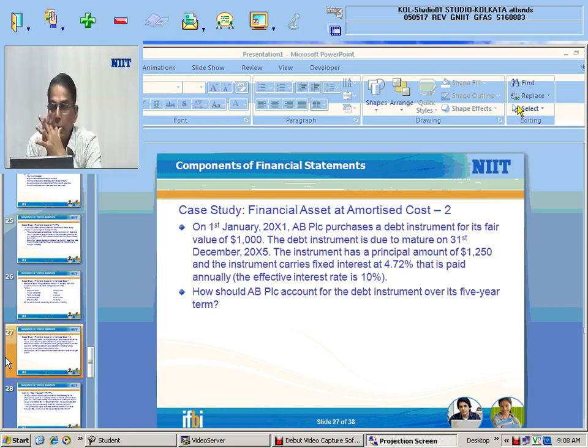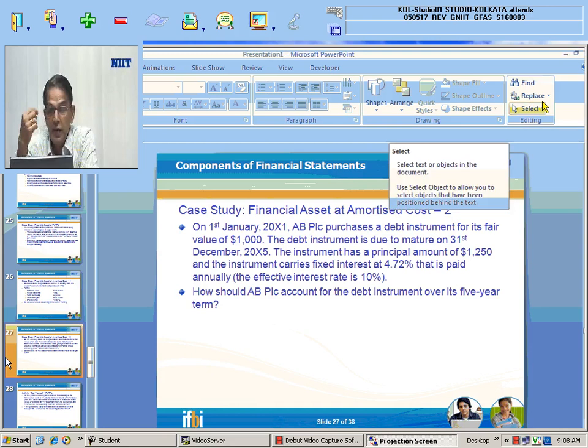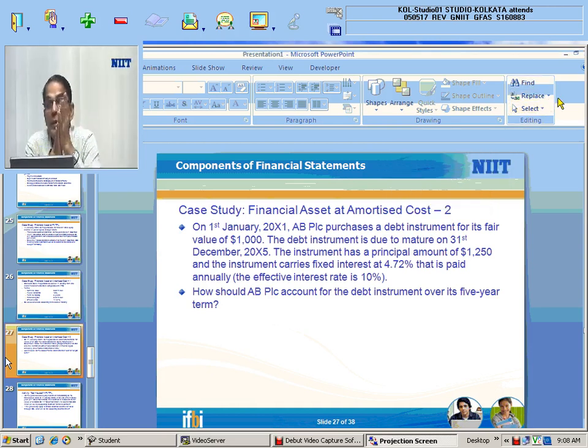So how should REV account for the debt instrument over the 5-year period? How should the debt instrument be remeasured subsequently? Initial measurement will be at the fair value of 1,000. But subsequently, how is it going to be measured at the end of each financial year, 20X1, 20X2, 20X3, 20X4 and 20X5? Subsequent measurements have to be made based on amortized cost, and the difference between the two measurements will be transferred to the profit and loss account.